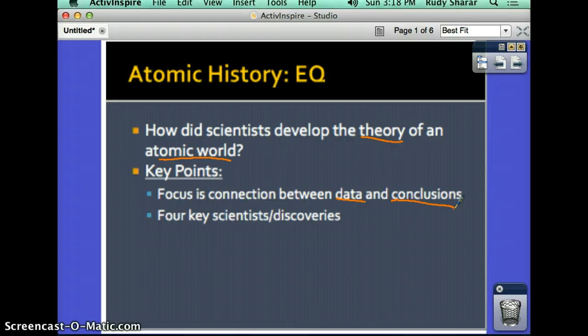We're going to look at 4 key scientists, okay? John Dalton, J.J. Thomson, Millikan, and Ernest Rutherford, and we're going to look at the key discoveries and their contributions to our understanding of the atomic world today. So, first, a little bit of just basic atomic structure review.